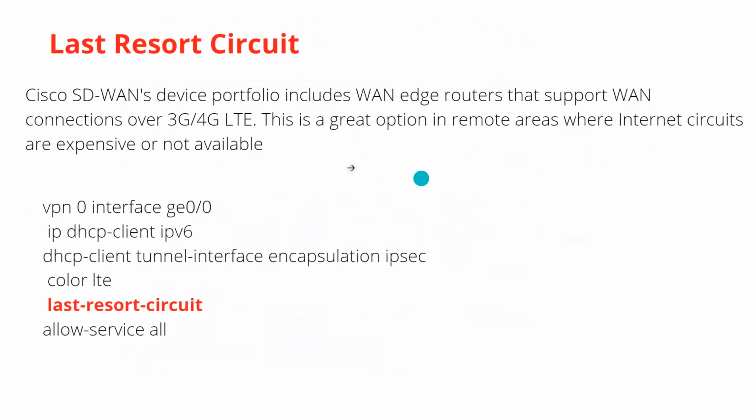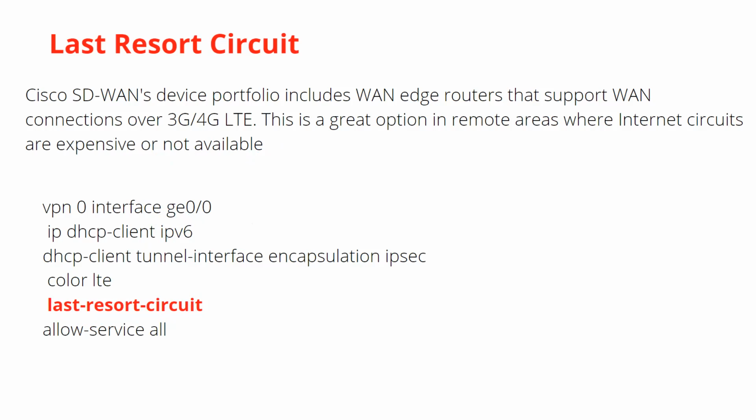All right, the next feature: last resort circuit. The Cisco SD-WAN device portfolio includes WAN edge routers that support WAN connection over 3G, 4G and LTE. This is a great option in remote areas where internet circuits are expensive or not available, right? So you can also have your internet connectivity using 3G and 4G. All you have to do is specify that this particular connection, whatever 3G or 4G is connected, should be the last option available, and should trigger at the end.